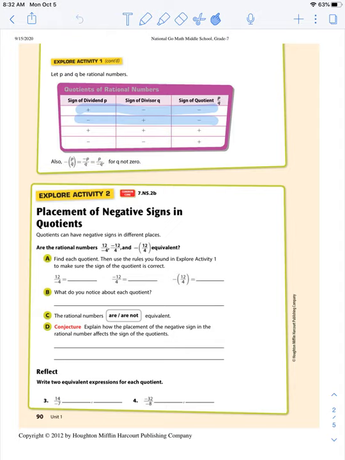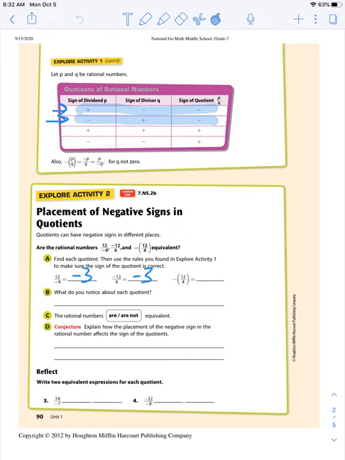Let's test this out to make sure we get the same answer. 12 divided by negative 4. That fits the positive divided by a negative. I know 12 divided by 4 is 3. My answer is going to be negative 3. Right, negative 12 divided by 4 is going to be a negative divided by a positive. That's going to fit that second row, which is also going to be negative 3.